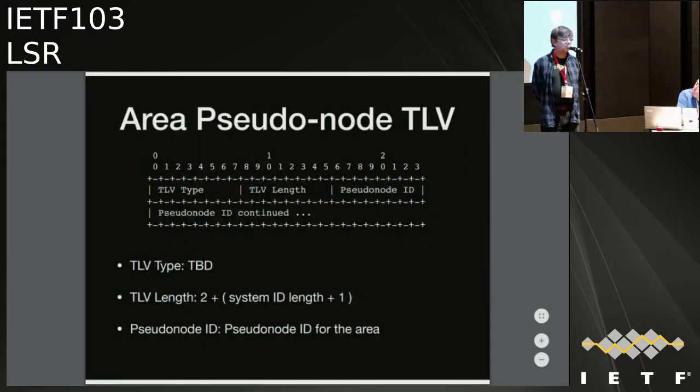New mechanisms. We need a mechanism for advertising the pseudonode. So a simple TLV to advertise that through L1. And that's about it. Everything else is protocol machinery. Any questions?